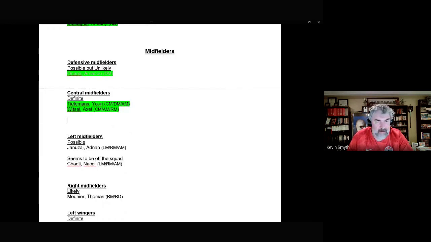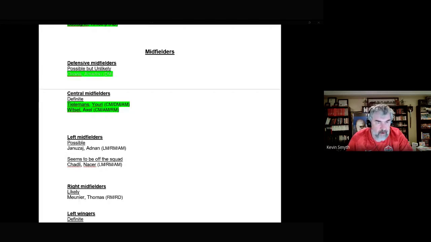Okay, and let's review the position. If you think about the formation, the 4-2-3-1, then we're looking at 2 central midfielders, a pairing. And that pairing is usually Tielemans and Witsel up until the 2022 June Nations League games.